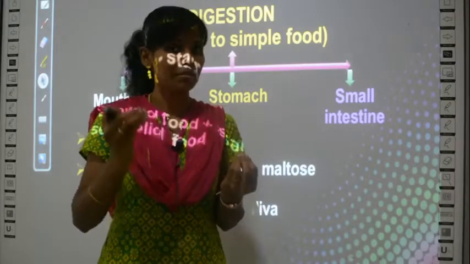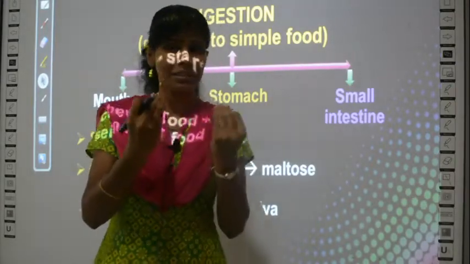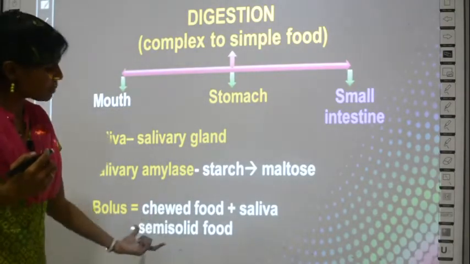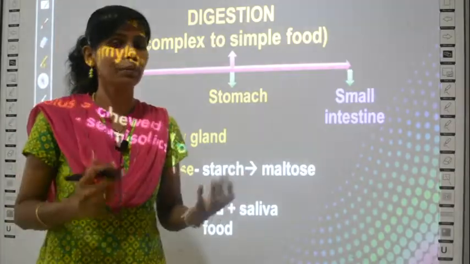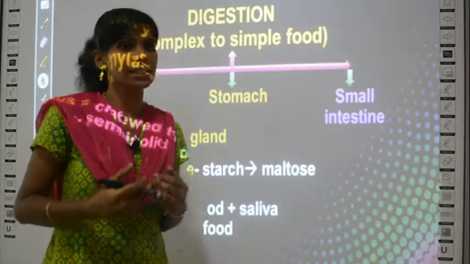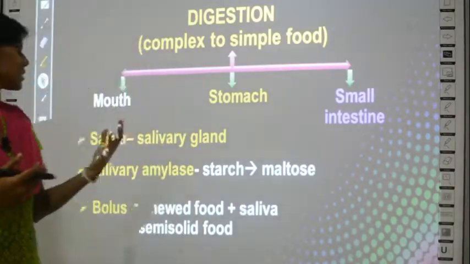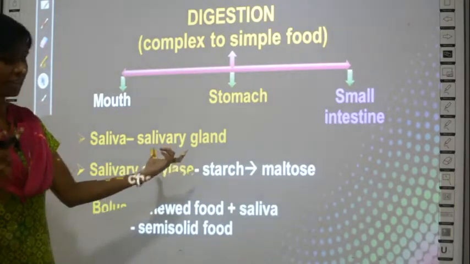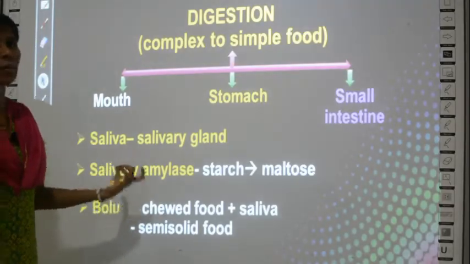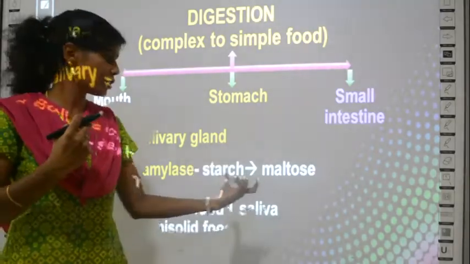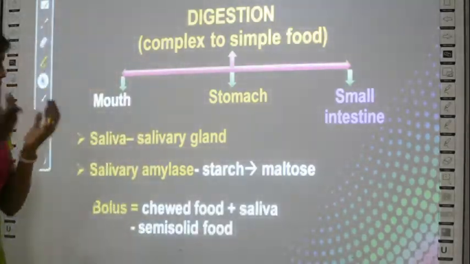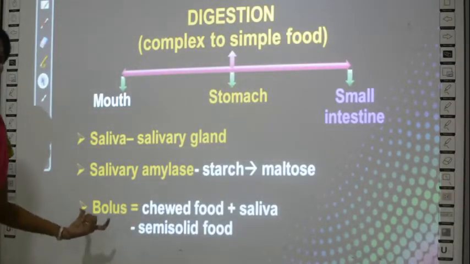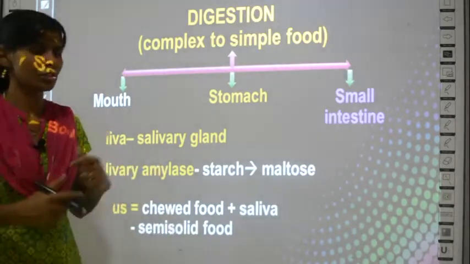The food is not dry. When it is mixed with saliva, it has a sticky nature, and that is called bolus. So it is called a semi-solid food. Semi-solid food means a solid food mixed with some liquid. So what have we seen in the mouth? Saliva is secreted by the salivary glands, and salivary amylase can break starch into maltose, and the chewed food plus the saliva is called bolus, and this bolus is a semi-solid food.